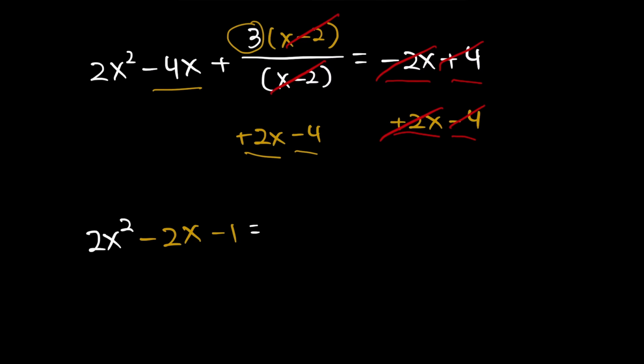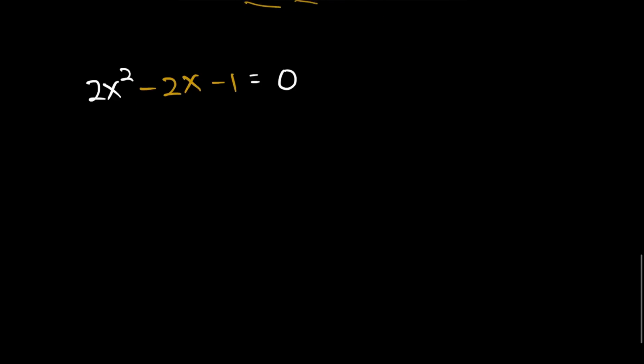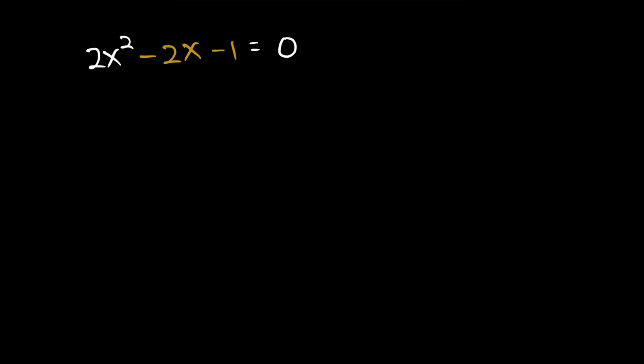Right? So this is equal to 0. And that's exactly what we want, for one side to equal 0. So again, we just need to identify what A, B, and C are. Easy enough. A is 2, B is negative 2, because negative 2, don't forget. And C is equal to negative 1.